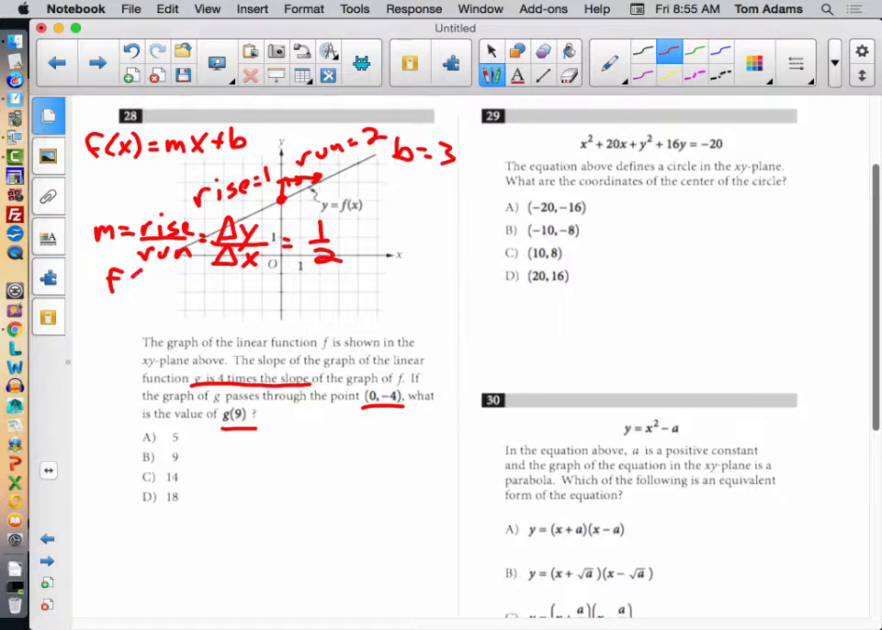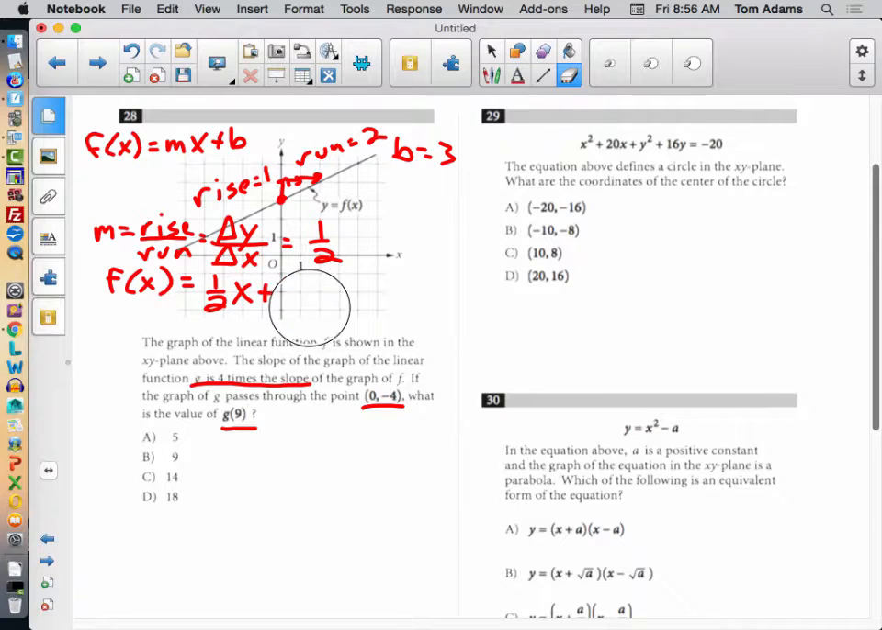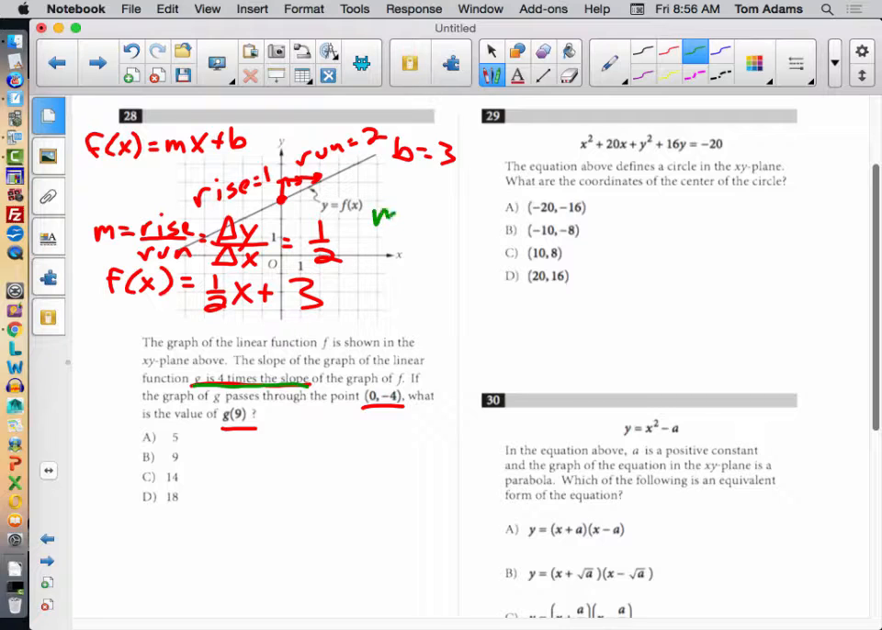So f of x then is equal to 1/2 x plus 3, right? If I plug in 1/2 for m and I plug in 3 for b. Okay? But we're told that the slope of g is 4 times the slope of the graph of f. So g has a slope of 1/2 times 4, which is really 2, right?